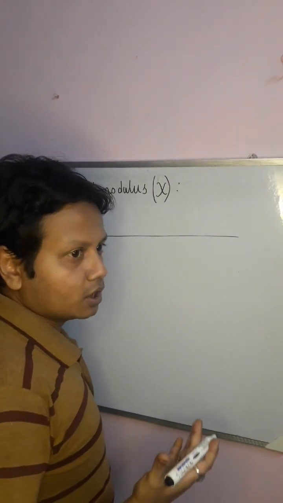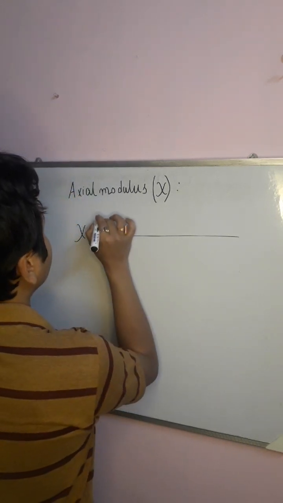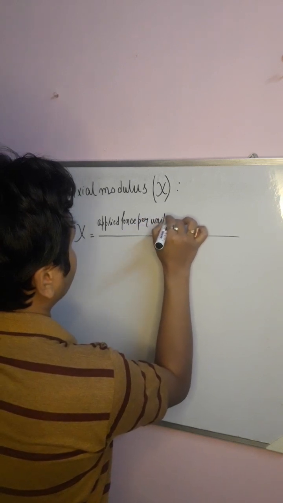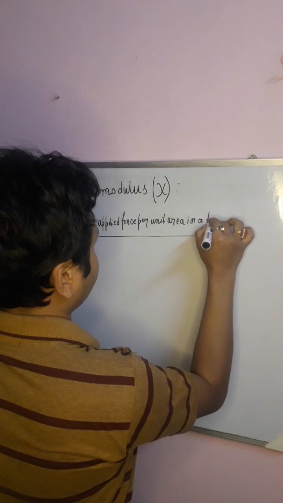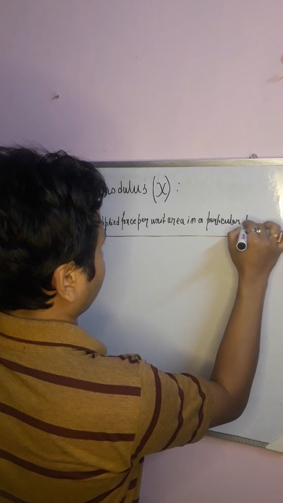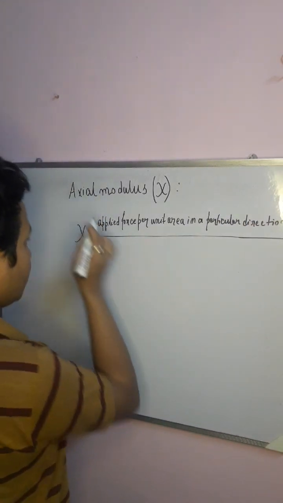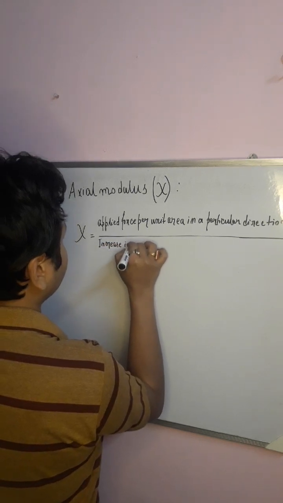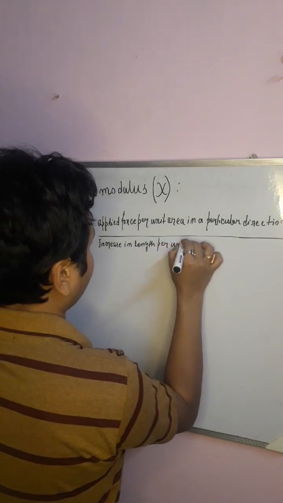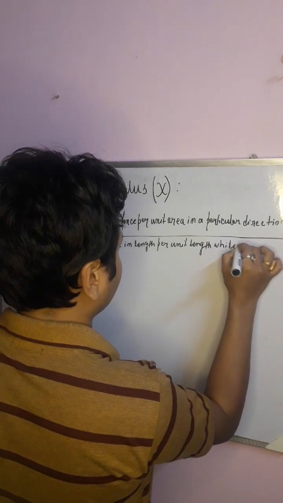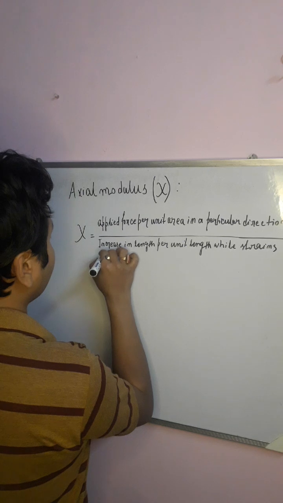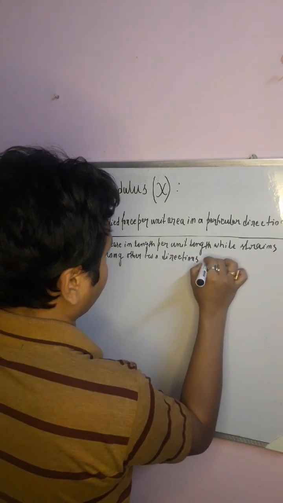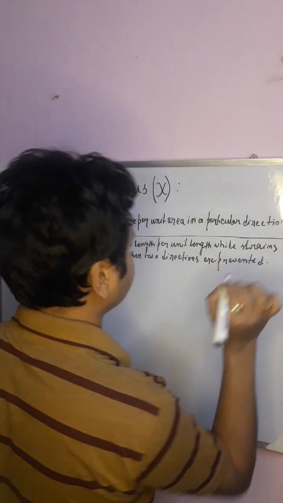that it is also in the form of stress by strain. Here the definition is: applied force per unit area in a particular direction to the increase in length per unit length, while strains along the other two directions are prevented. This is the definition of axial modulus.